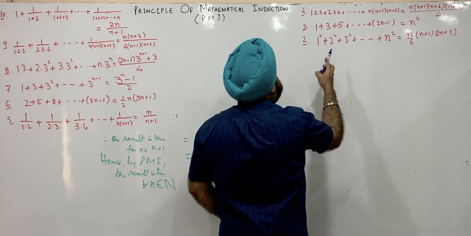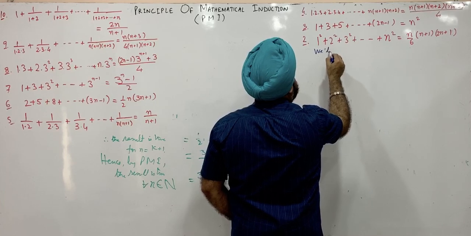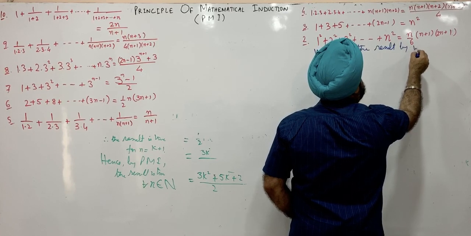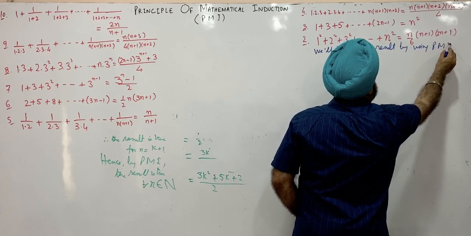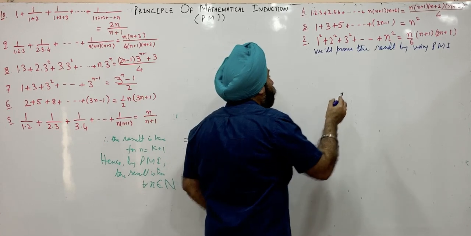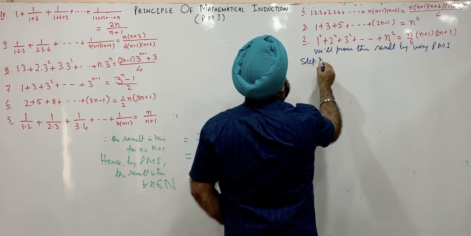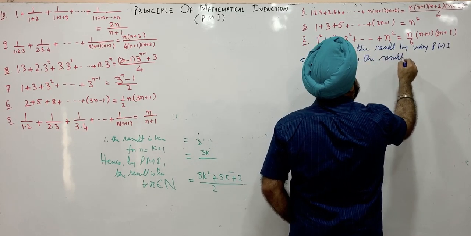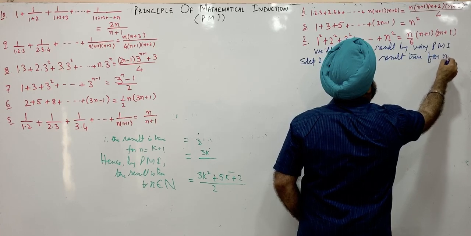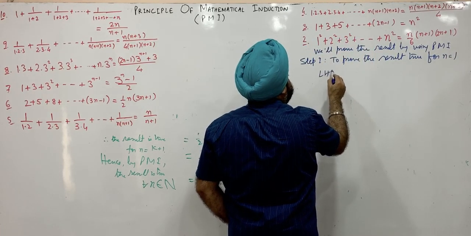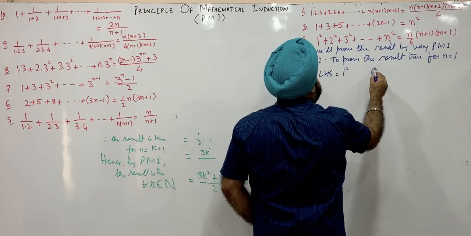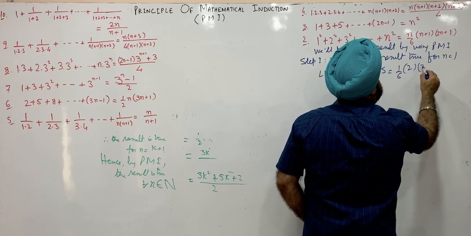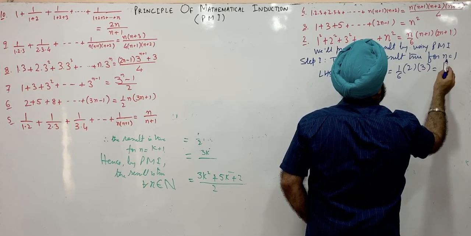The first step, so first of all we will prove the result by using principle of mathematical induction, and these are the steps. The first step, this is to prove the result true for n is equal to 1. So left hand side this will be 1 square and right hand side we put n is equal to 1. 1 plus 1 is 2, 2 plus 1 this is 3, so 6 upon 6 this is also 1.